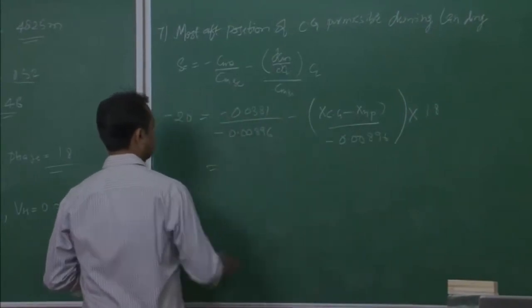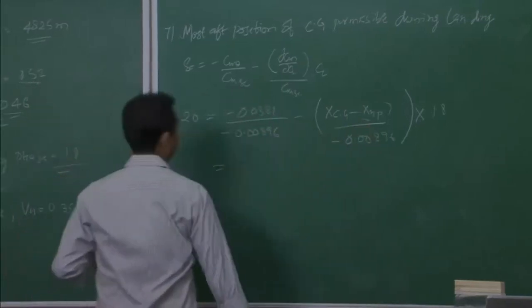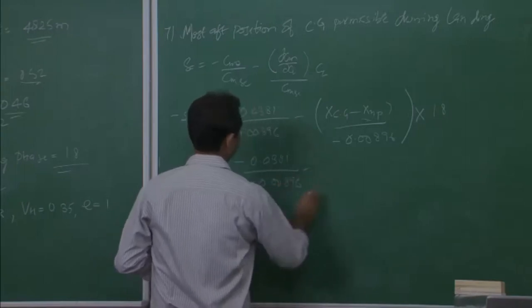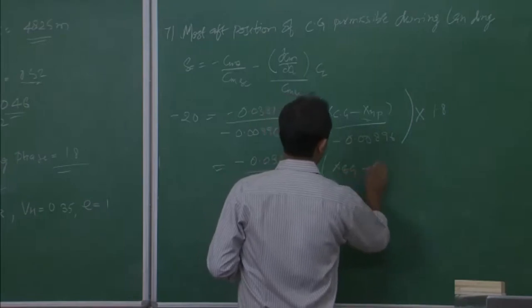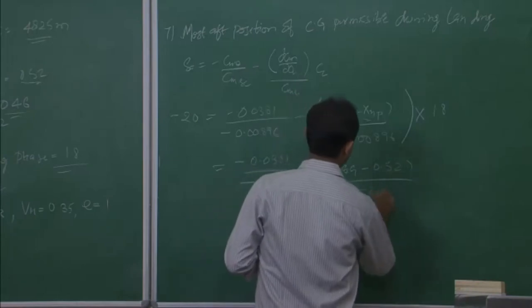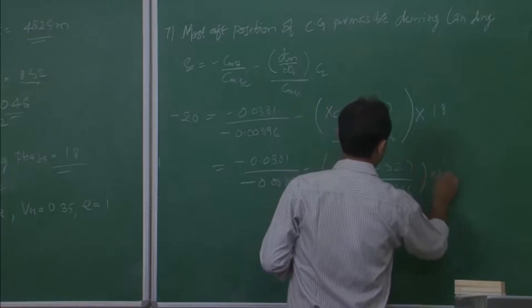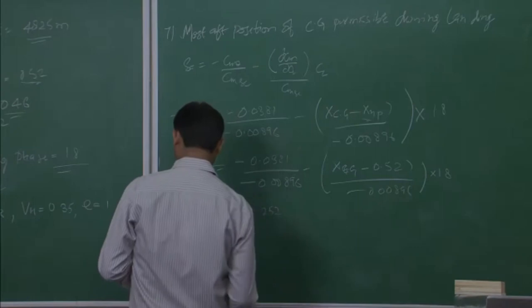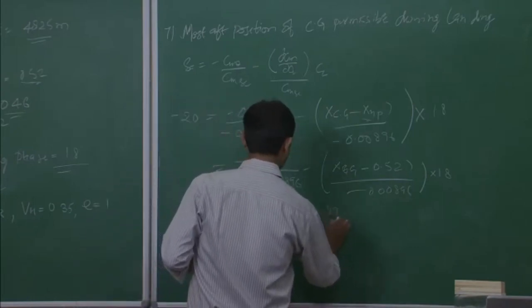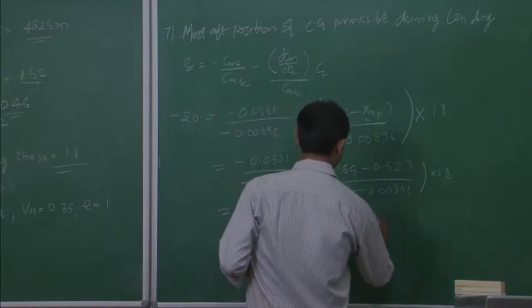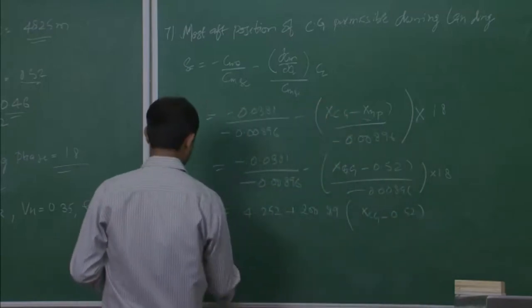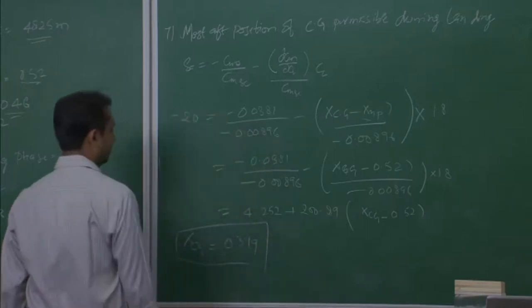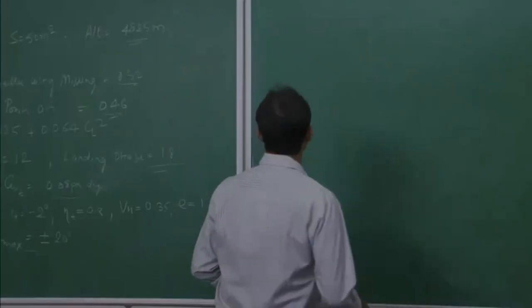Now, substituting all the values, for landing XNP is 0.52. So, minus 20 equals minus 0.0381 by minus 0.00896, minus XCG minus 0.52 by minus 0.00896, into 1.8, which will be 4.252 plus 200.89 into XCG minus 0.52, and the final XCG value will be 0.379. So, this is the most aft position of CG permissible during landing.